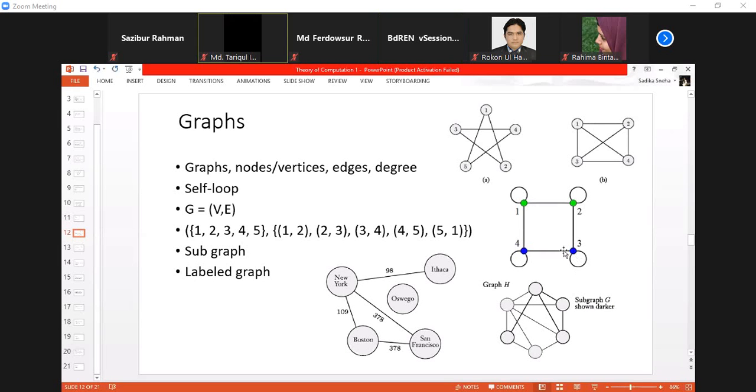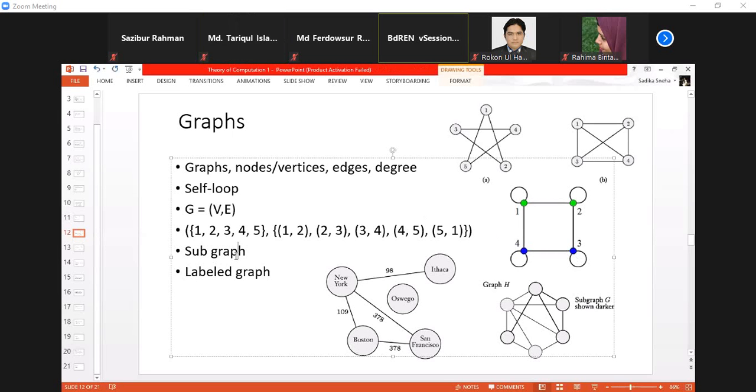Okay, so this was everything from the previous class. Now there is one more new thing. There are many other new things. One is subgraph. We have seen subset.